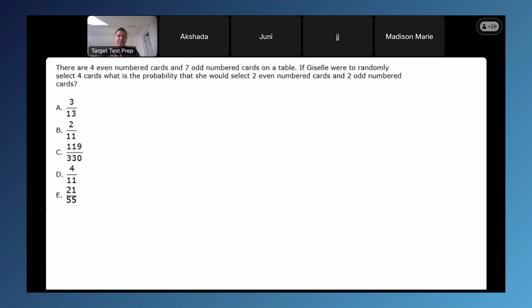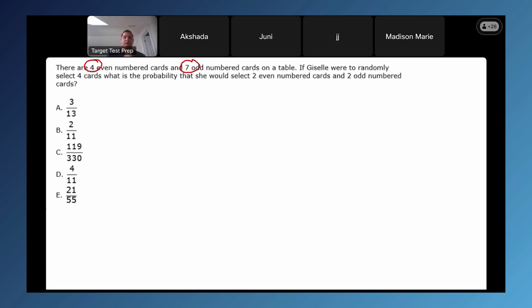Now, is it safe to say everyone used combinations here, even though you didn't use them last time? All right, well, let's assume you guys did. Yeah, same process here. 4 even numbered. I mean, same thing as cats and dogs, right? 7 odd numbers. Giselle's taking 4 cards overall, right?